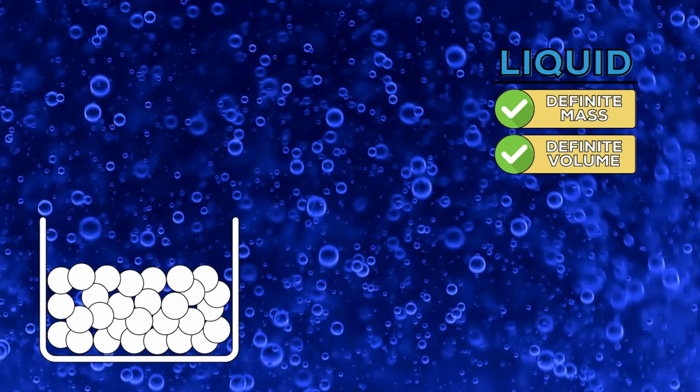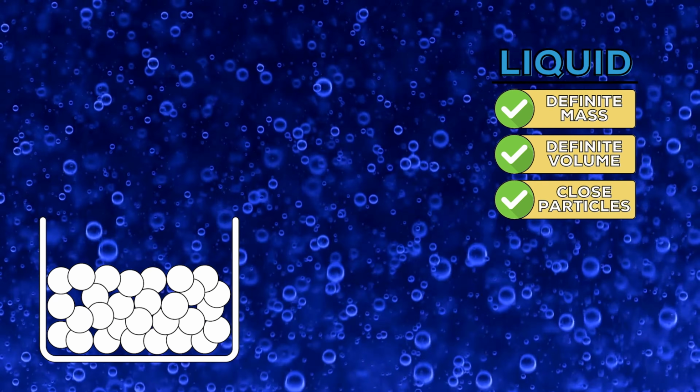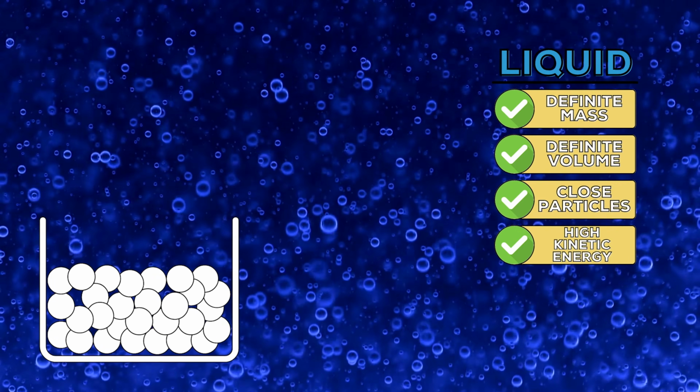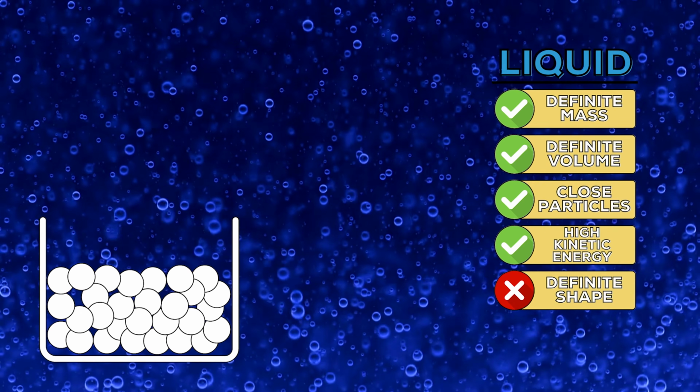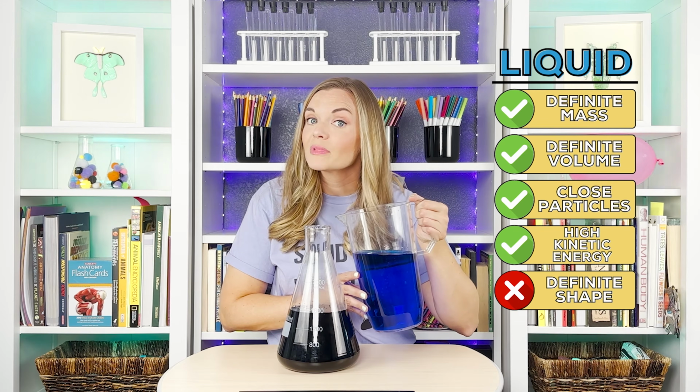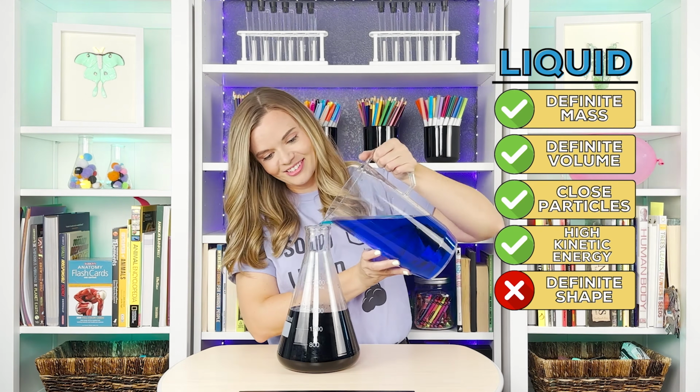In a liquid, the particles are more loosely packed than in a solid and are able to flow around each other, giving the liquid an indefinite shape. Therefore, the liquid will conform to the shape of its container.